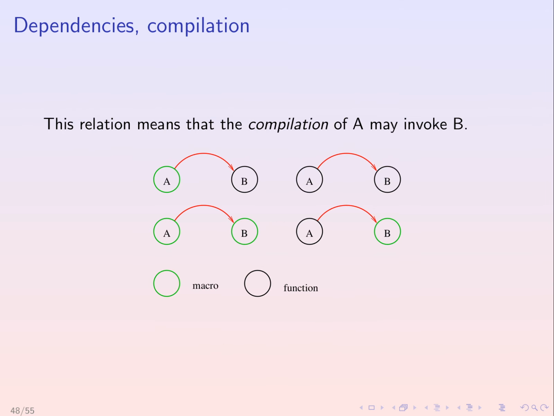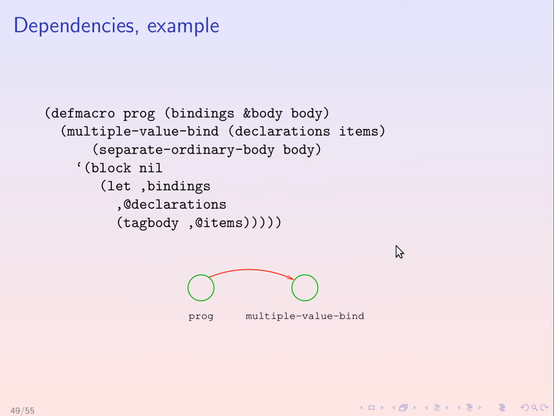Now the more vicious kind of dependency is a compile time dependency, and I illustrate that with a red arrow. So a red arrow means the compilation of this object might invoke that object. So we have four cases here. The compilation of a macro might need to invoke a function. Compilation of a macro might need to invoke another macro, and the compilation of a function might need to invoke another function, and the compilation of a function might need to invoke a macro. So let's just see some examples of that.